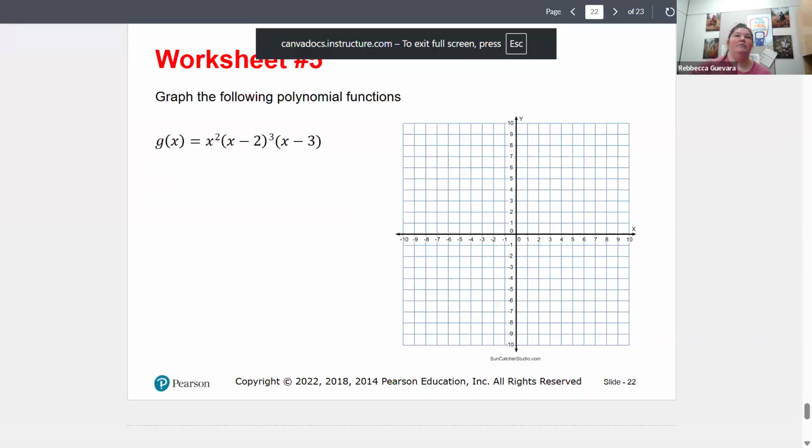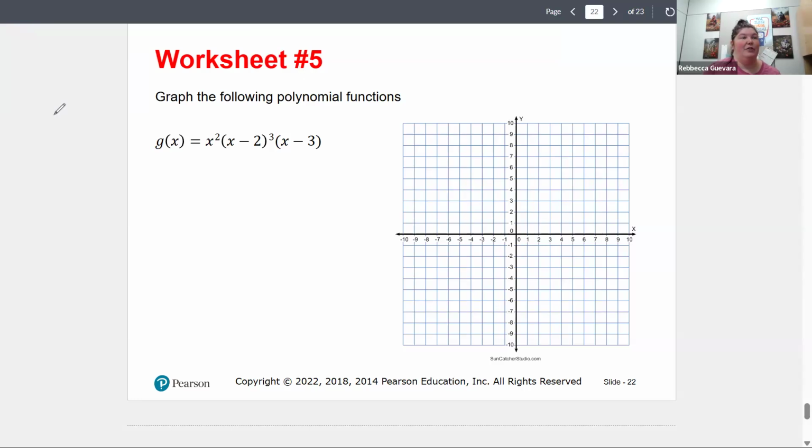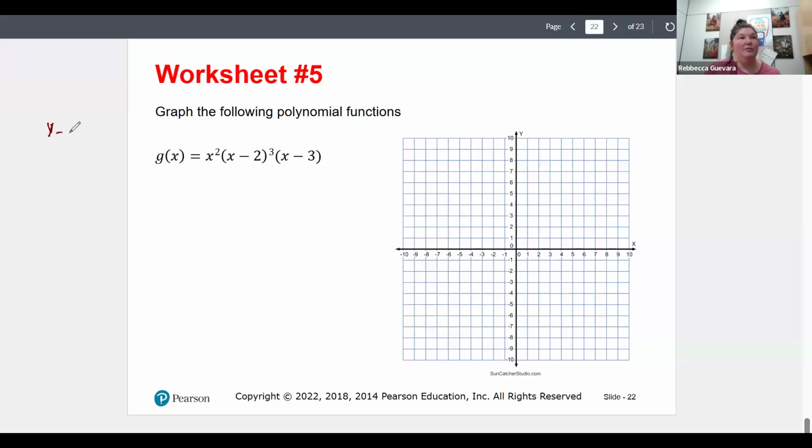So for this one here, you want to do the same thing. You want to get a graph of it. So you need to have your y-intercept, x-intercepts, and multiplicities, and you need to know end behavior. So those are the big things you need. Anything else is a little bit of extra. You could look for the turning points just to double check on things, but this is essentially the big three that we need to have: intercepts, behavior at the intercepts, and end behavior.